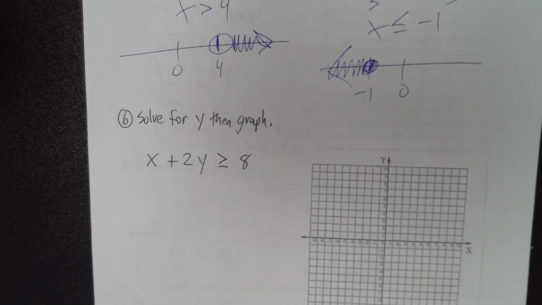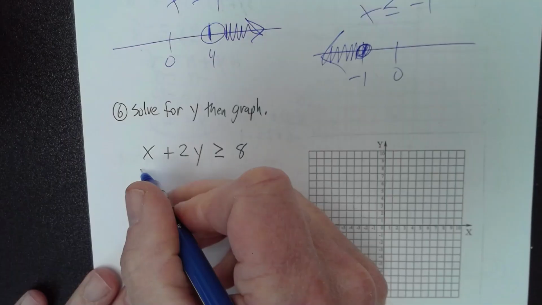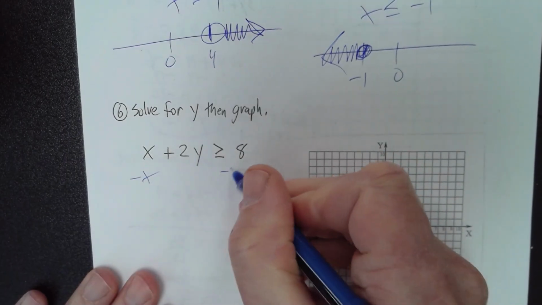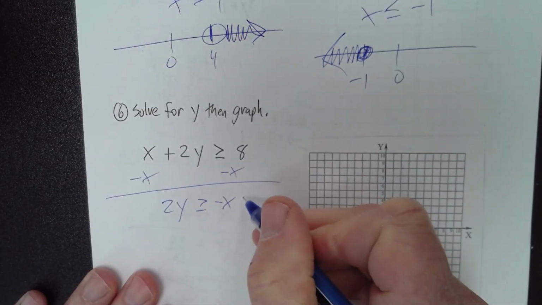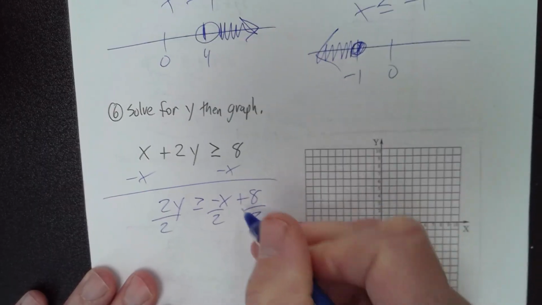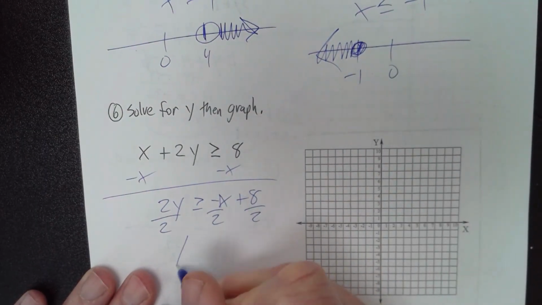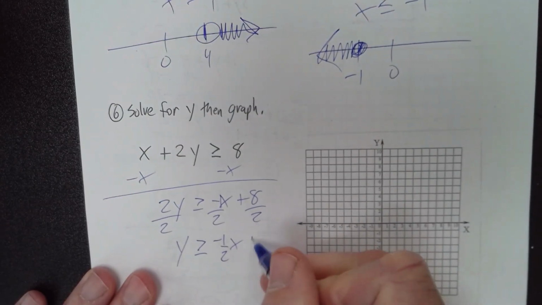Number 6, we solve for y and then graph. So we move the x and we divide. It's the same every time. So if there was a 2 there, we subtract 2x. Since it's just x, I subtract x over. Get 2y is greater than or equal to negative x plus 8. Then I divide the number away. There's an invisible 1 right there. So y is greater than or equal to negative 1/2 x plus 4.